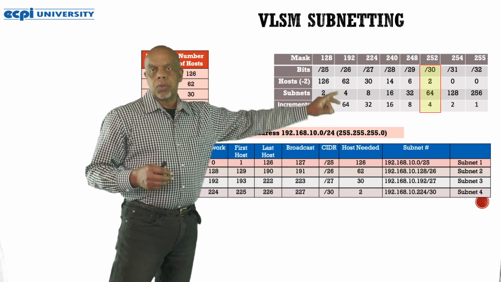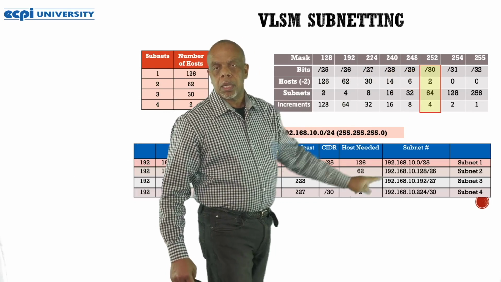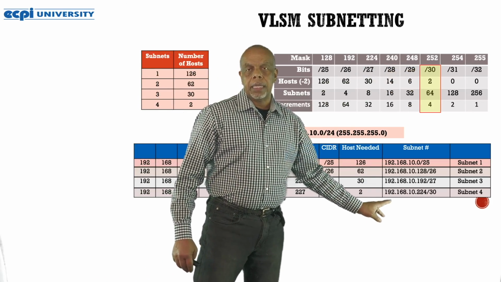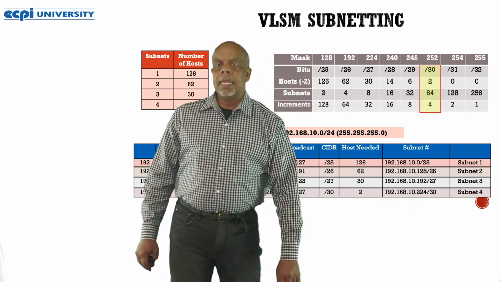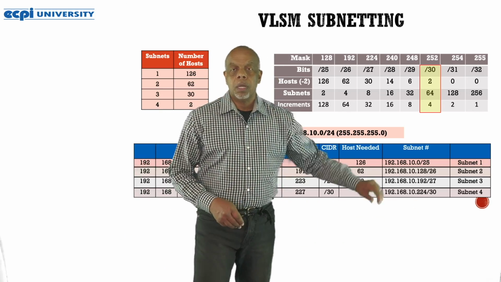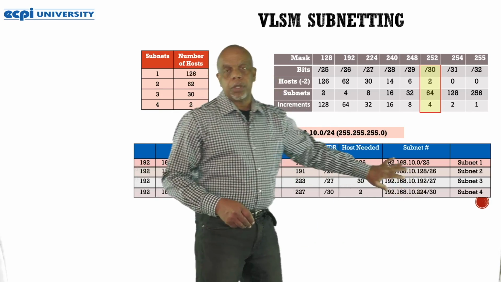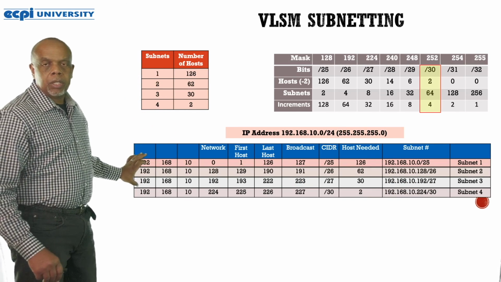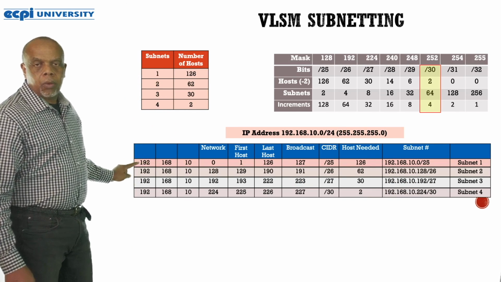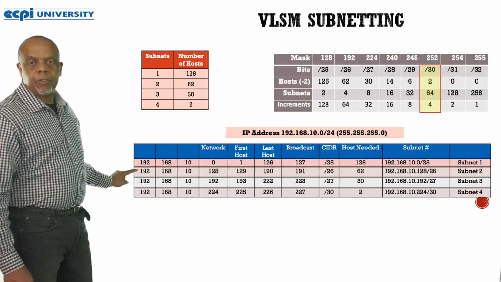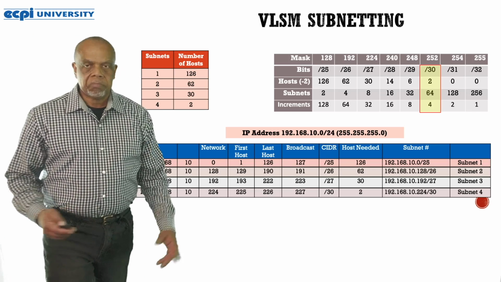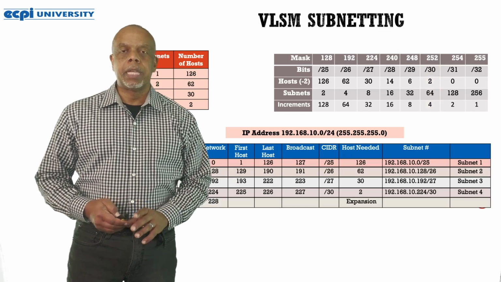The CIDR is what? 30. Yep, 30. Gives me the number of hosts I need. And if I look at the ID, 192.168.10.224 with CIDR of 30. So this is how I get my 4 subnets using VLSM: 126, 64, 32, and 2. Nothing tricky there, guys. Nothing tricky at all.